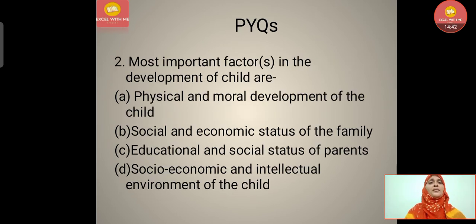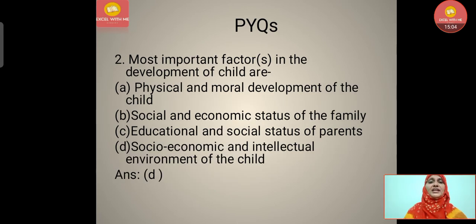Question number 2. Most important factors in the development of a child are: option A, physical and moral development of the child. Option B, social and economic status of the family. Option C, educational and social status of parents. Option D, socio-economic and intellectual environment of the child. The answer is option D. Socio-economic and intellectual environment of the child is very, very important. It's an important factor in the development of a child.